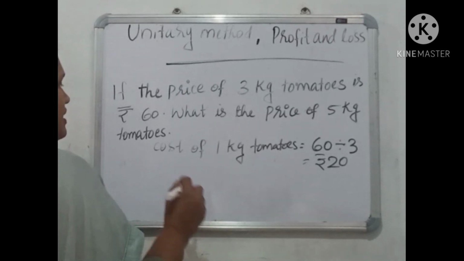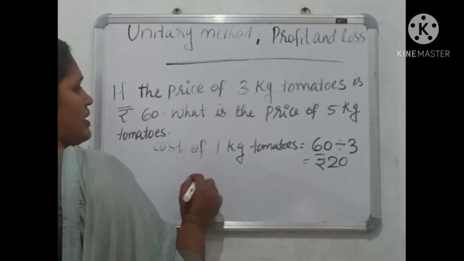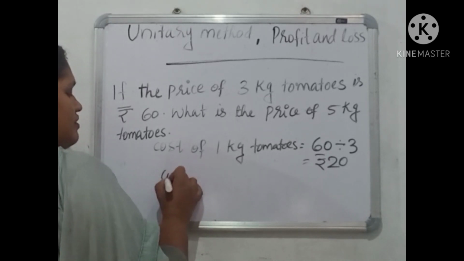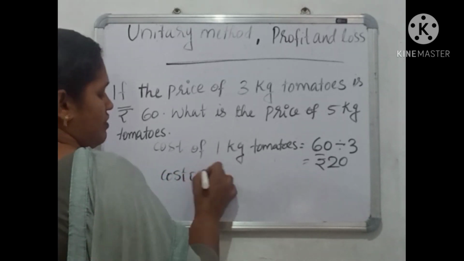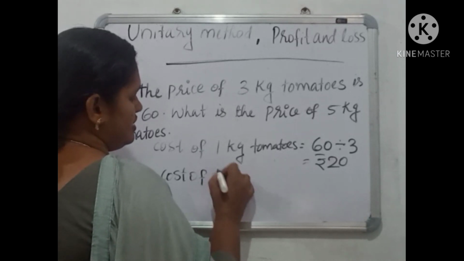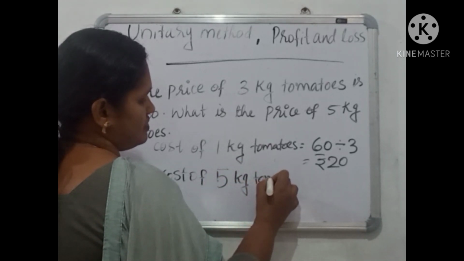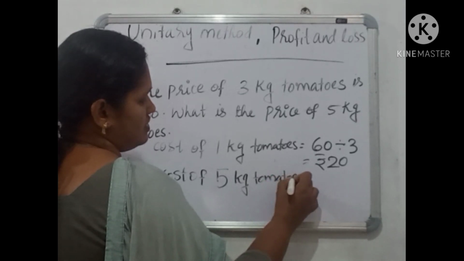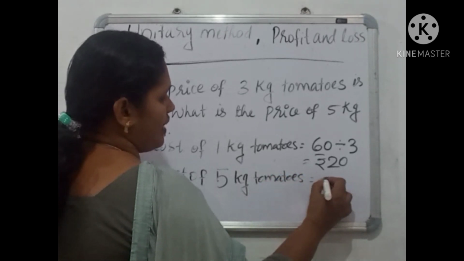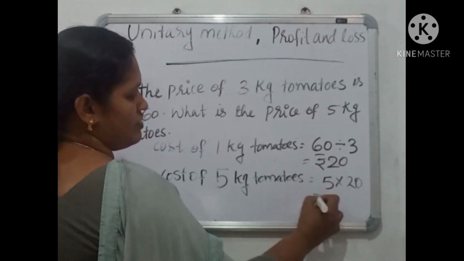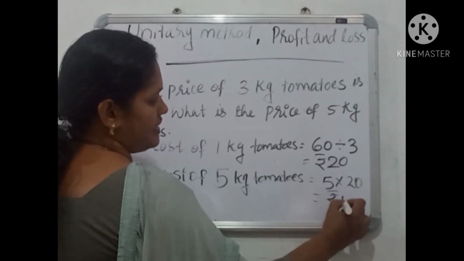So we can find the cost of 5 kilogram. Cost of 5 kg tomatoes equals 5 into 20, which equals rupees 100.